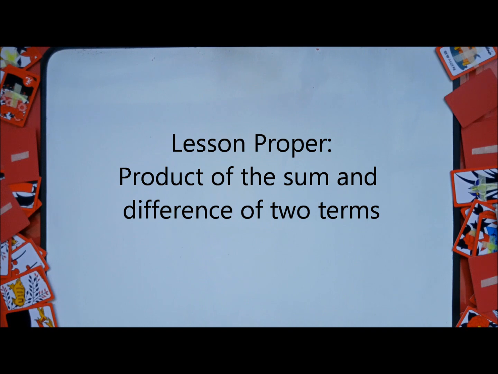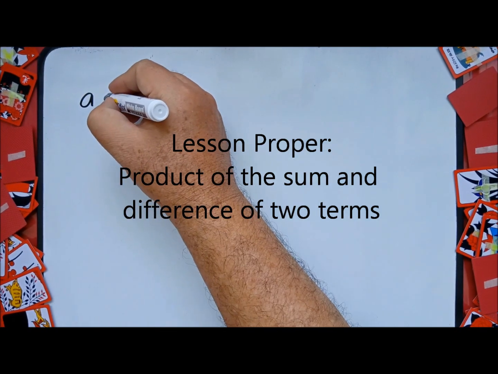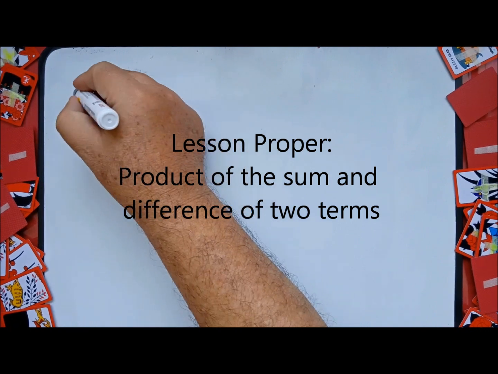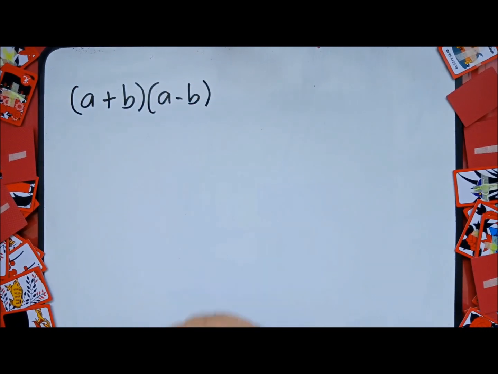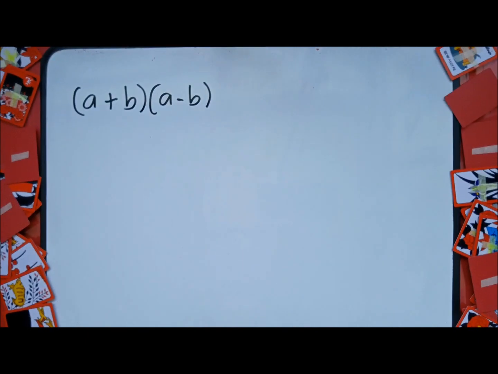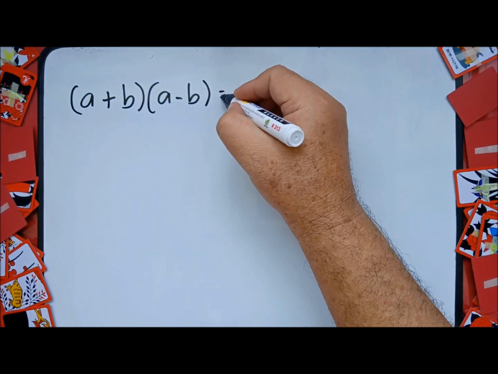Now, product of the sum and difference of two terms. Product of the sum and difference. When we say a sum and difference of two terms, we have A plus B, the sum, and A minus B, the difference. Okay, how will we derive it first? We will derive the pattern. So what will we do?